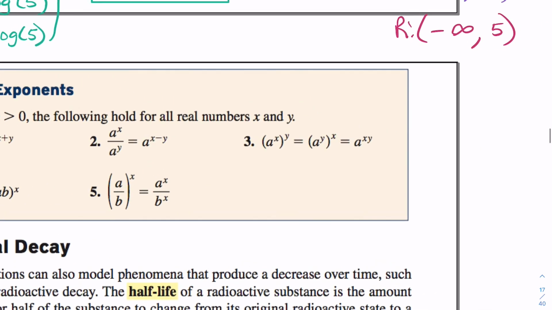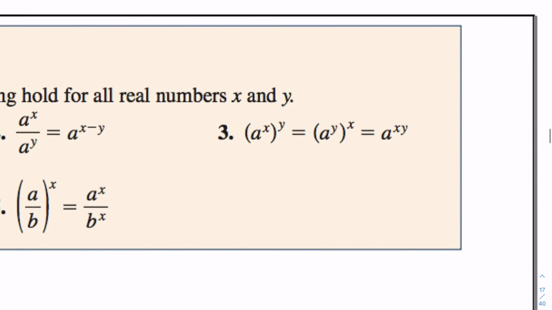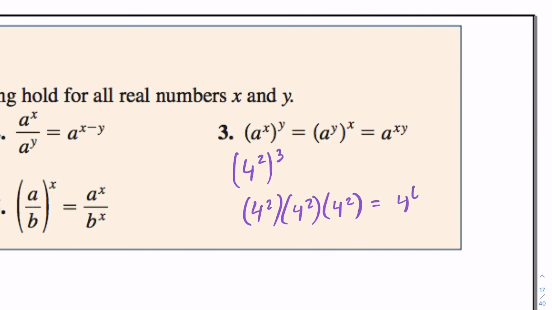Okay, a to the x to the y. Don't forget, it's the same as a to the y to the x, which is the same as a to the x times y, a power to a power, right? If you have 4 to the 2 to the 3, it's really 4 to the 2 times 4 to the 2 times 4 to the 2, which is really 4 to the 6th power, because you're going to break those all up, so you multiply.